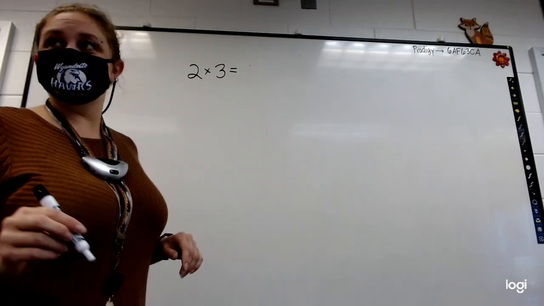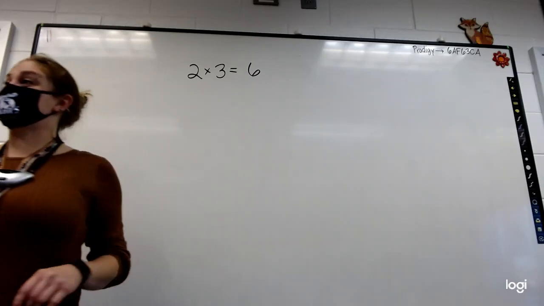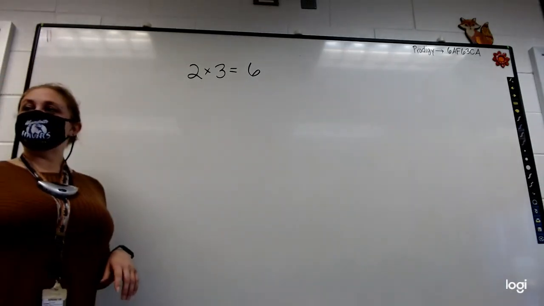Josiah, what's our answer? 9. Oh wait, no, 6. You're trying to trick me. All right, so that's obviously correct. Now let's think about this.